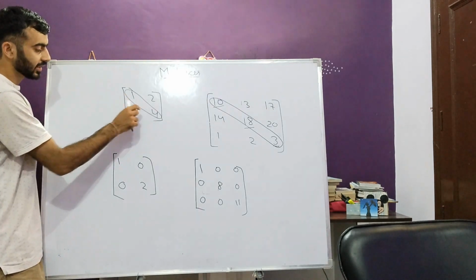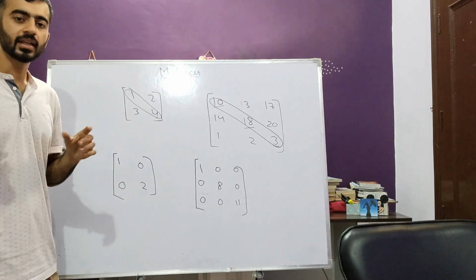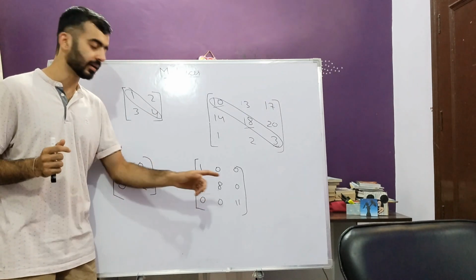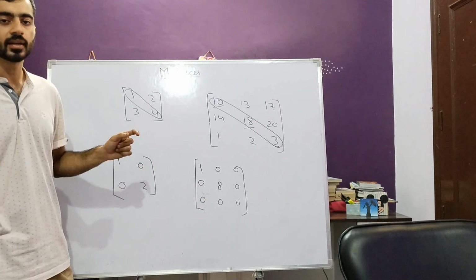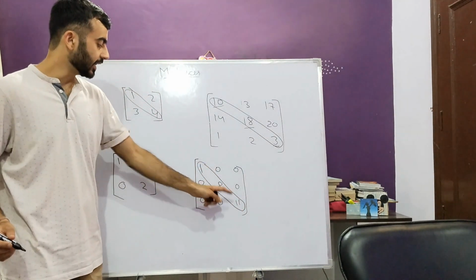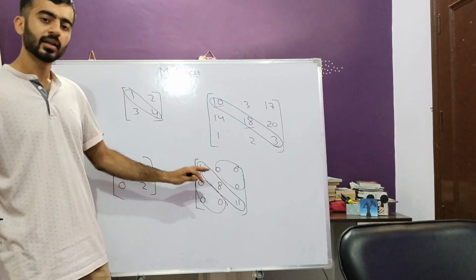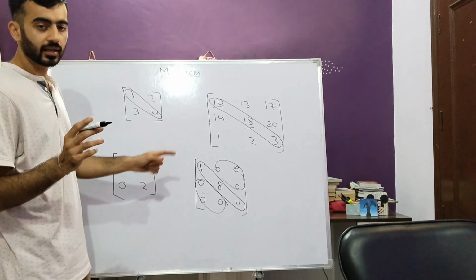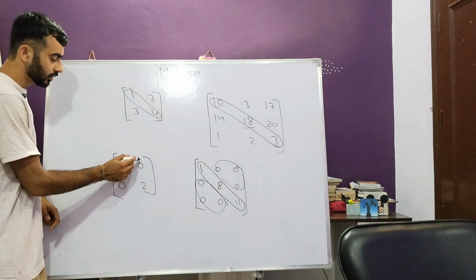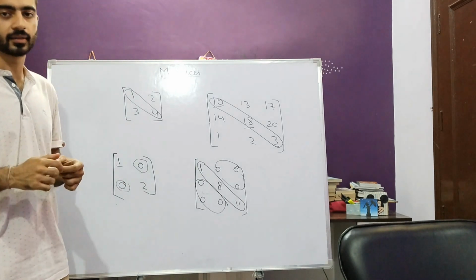Here 1 and 4 are the diagonal elements because row number and column number for them are the same. So when in a matrix all the non-diagonal elements are 0 and only diagonal elements have some number, it is called a diagonal matrix. For example, here diagonal elements are 1, 8 and 11 whereas non-diagonal elements are 0 everywhere. Here is another diagonal matrix, because diagonal elements are 1 and 2 whereas non-diagonal elements are 0. So these are examples of diagonal matrix.